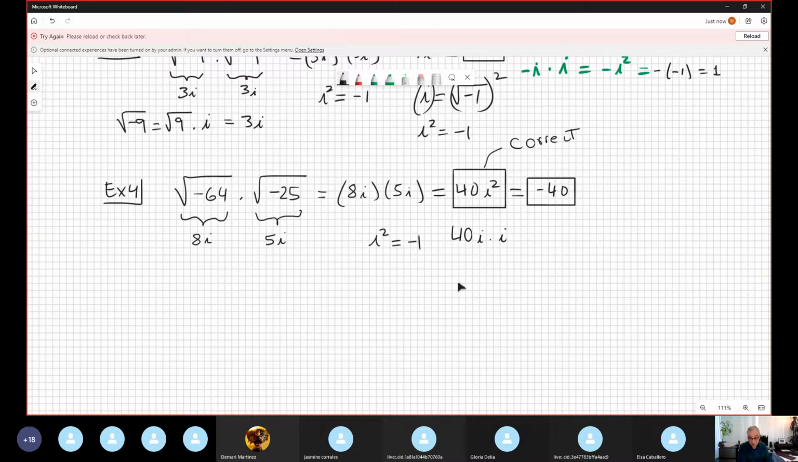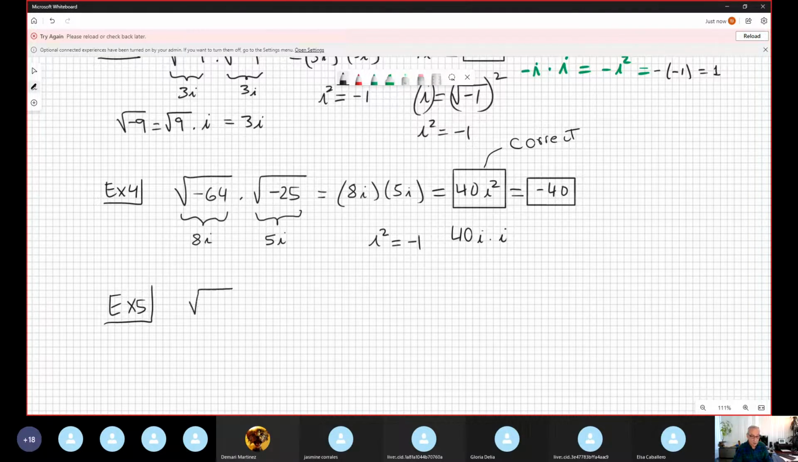So if you leave it like that, 40i squared, it's correct but incomplete. Maybe in my test on paper I give the credit or partial grade, but Alex doesn't understand. Alex is a robot, and Alex says, no, this is wrong, because Alex wants you to write the answer as minus 40.